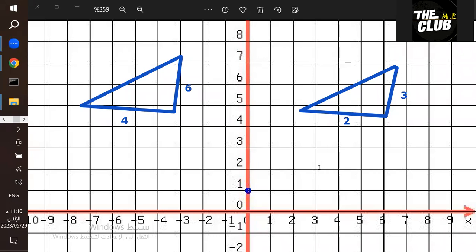Now we talked about similar triangles, and we said similar triangles are enlargements of each other. And every enlargement needs what? It needs a scale factor. So the first step you do is what? You find the scale factor.